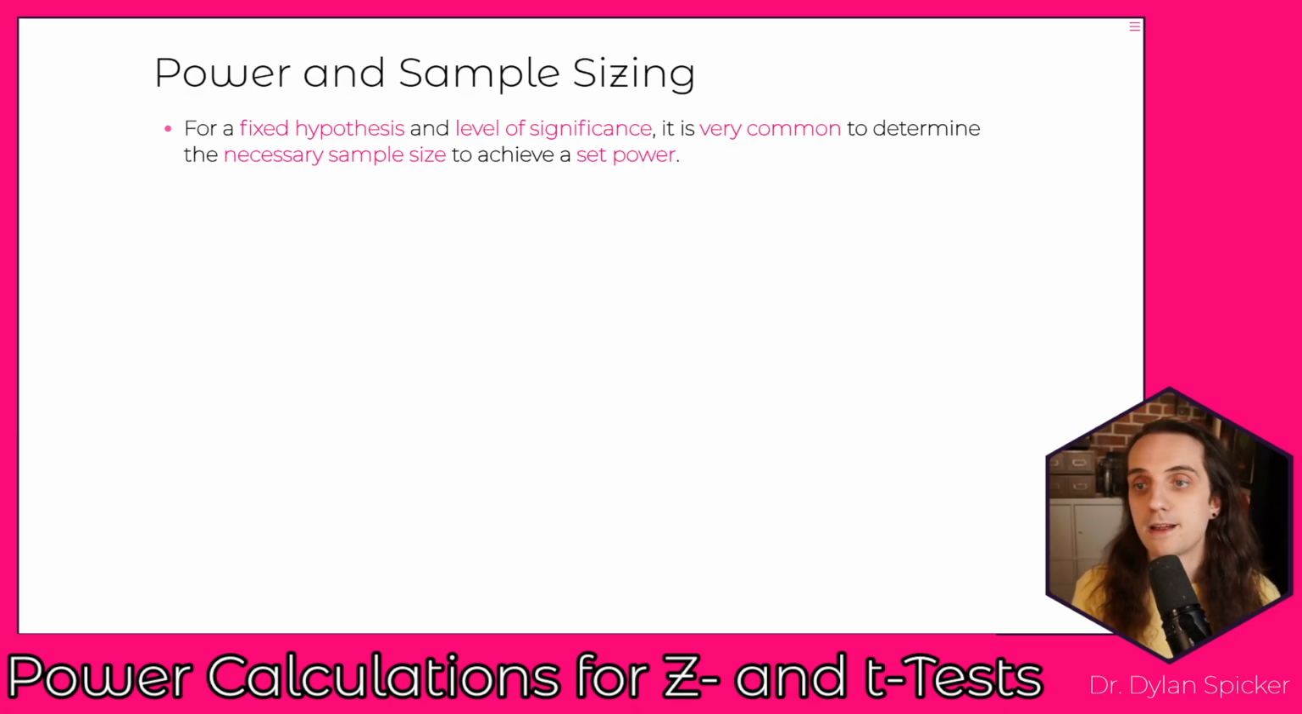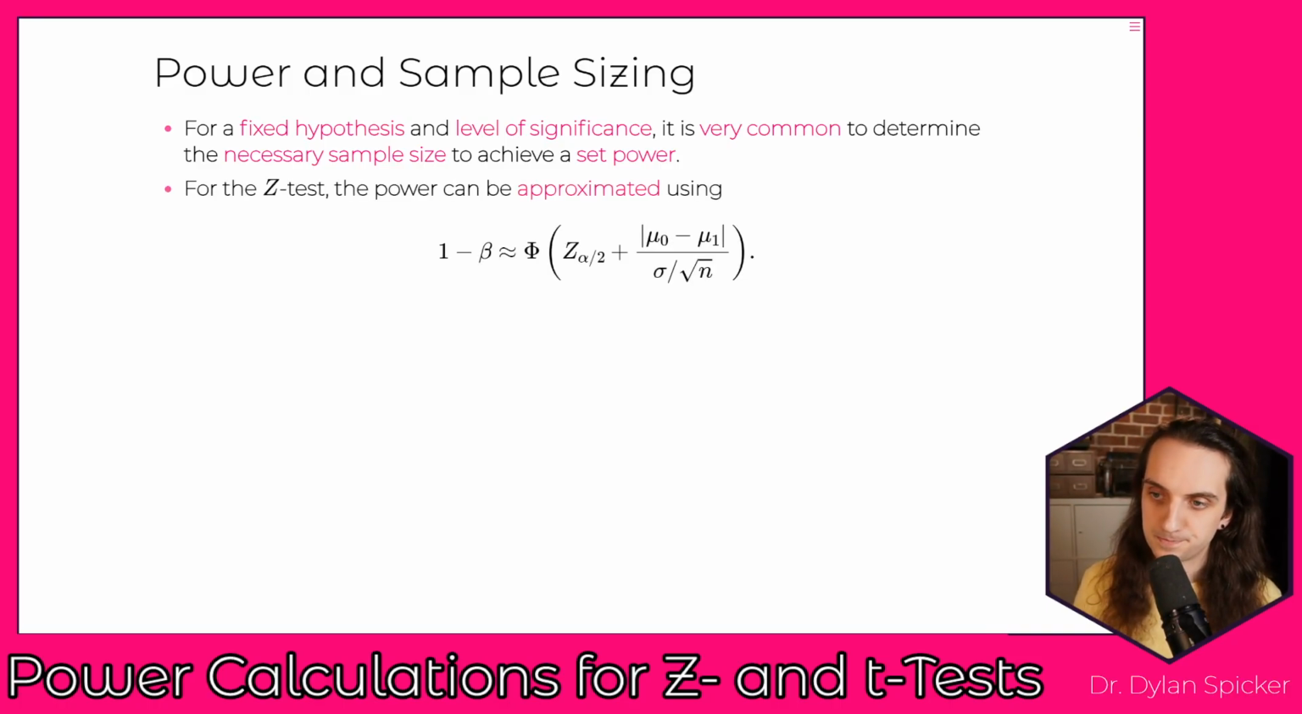So how can we compare power with sample sizing? If you have a fixed hypothesis and some set level of significance, then we can very often use power in order to determine the necessary sample size. So the idea is that you can set out some power that you want to achieve. So I want to achieve 90% power or 85% power or 95% power, right? Whatever that power is, you can set this out and then you can calculate how large of a sample do I need to take in order to actually achieve that power.